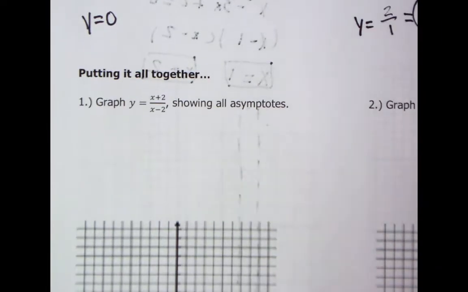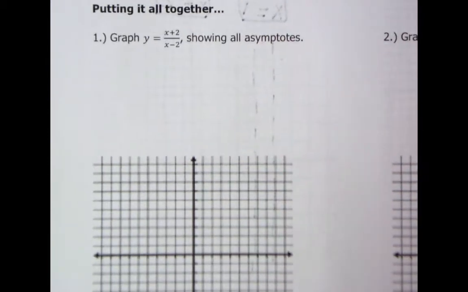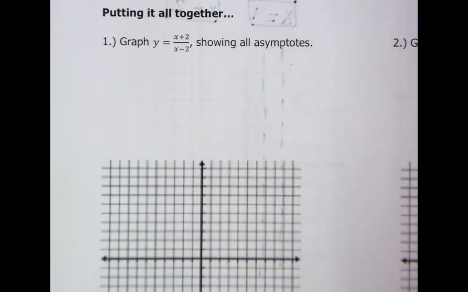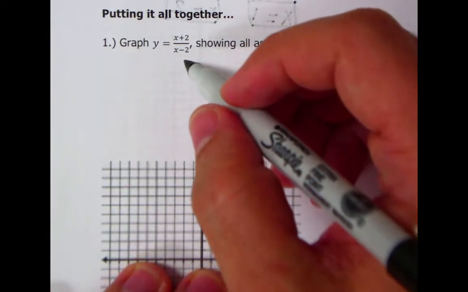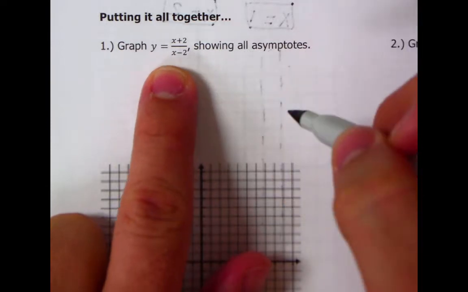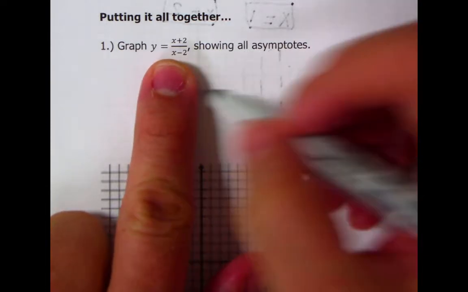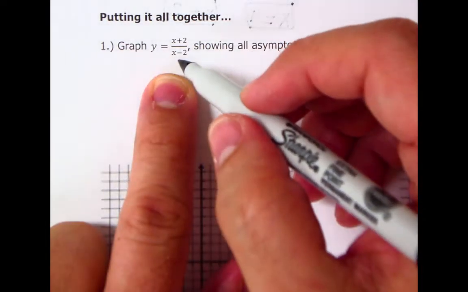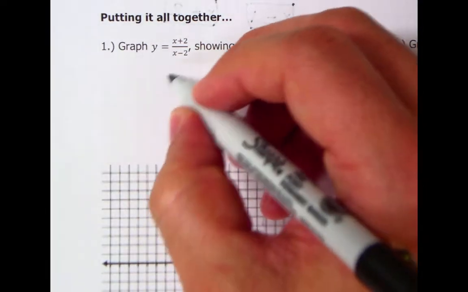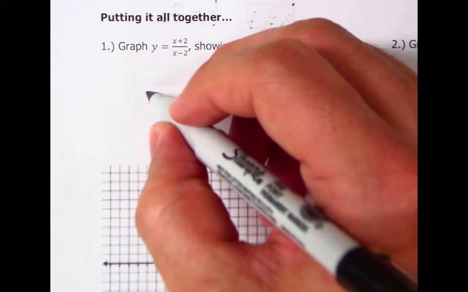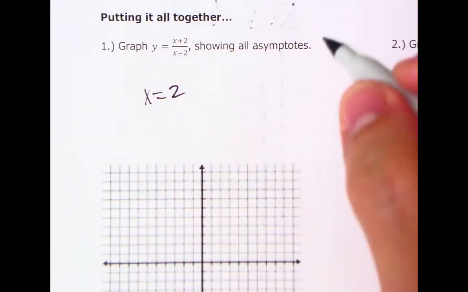We're going to graph this one here. Y equals x plus 2 over x minus 2. First things first, let's find the vertical asymptote. The vertical asymptote exists where your denominator is 0. Now this one's pretty easy because it's already sort of in a factored state. What x value makes my denominator 0? Well, it's 2. So my vertical asymptote is at x equals 2.